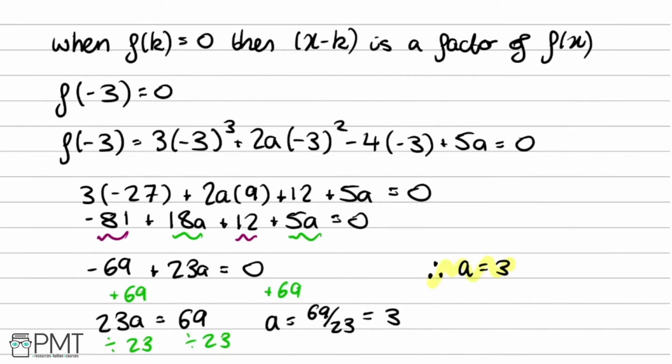And let's look at the mark scheme to see where we'll get the 3 marks from. We get a mark for this step here where we attempt f of minus 3 and then set that equal to 0. We also then get the next mark for setting up this linear equation and then solving it for a. And then we get the final mark for getting the correct answer for a.